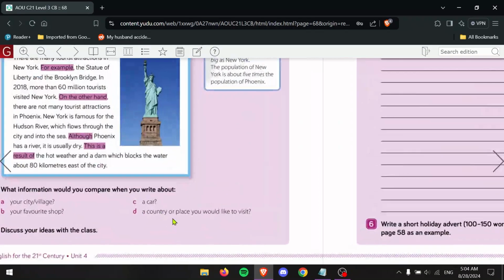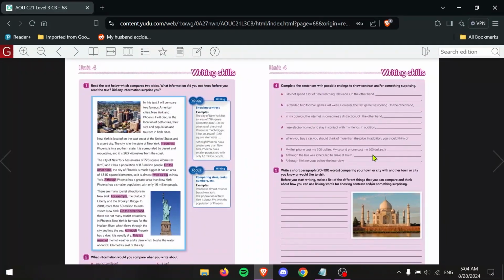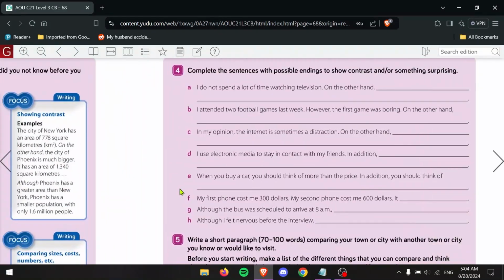Again, this is very general. You could also have your own answers. This is not set in stone, by the way. Okay, now let's see exercise 4. Complete the sentences with possible endings to show contrast and or something surprising. So we have one part of a sentence here with an end, any possible ending basically.